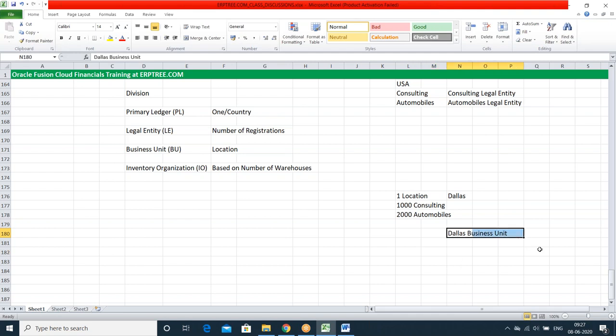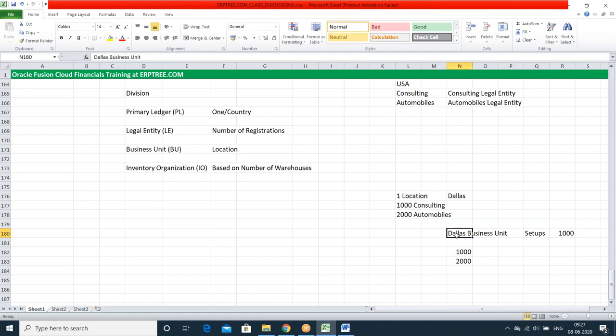So with the Dallas business unit, when you create a transaction related to consulting, you have to record the transaction with 1,000. If you create a transaction related to automobiles, you have to select 2,000. Only one business unit is created, and with that one business unit you want to record the transactions related to consulting and automobiles. But when you do the setups for the Dallas business unit, you can select only one value, 1,000 or 2,000. I am selecting 1,000.